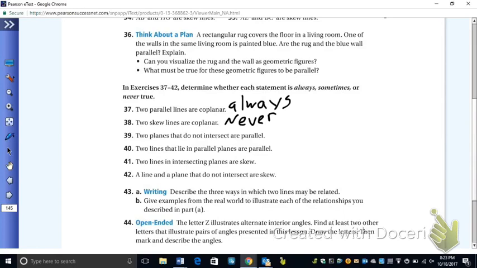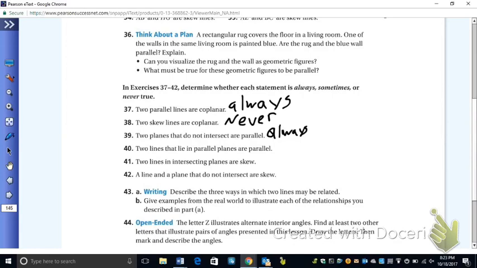Two lines that do not intersect are parallel. Well, it depends. Are they coplanar or not coplanar? If they're coplanar, they're parallel. Two planes that do not intersect are parallel. Sorry, I read that wrong. Two planes that do not intersect are parallel, and that is true. If we look at the definition of parallel planes, we get two planes that do not intersect. We cannot have skew planes. The fact that planes are two-dimensional means that they can't be skew to each other.